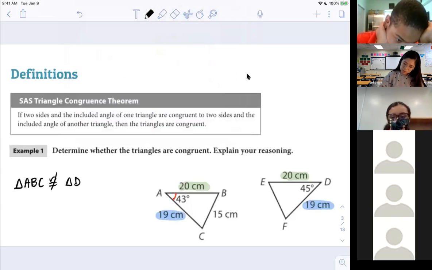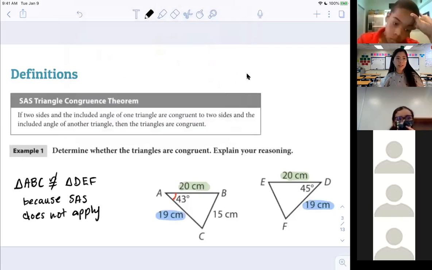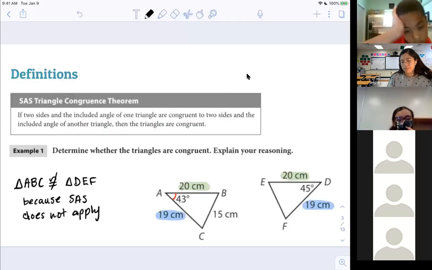Wait, D. No, D. DEF. DEF, yeah, DEF is not congruent because SAS does not apply. So since we can't use SAS, they're not congruent. It would have to be the same exact angle. Would the same thing go for SSS? The same thing will go for SSS, yeah, and we'll talk about that in a little while.